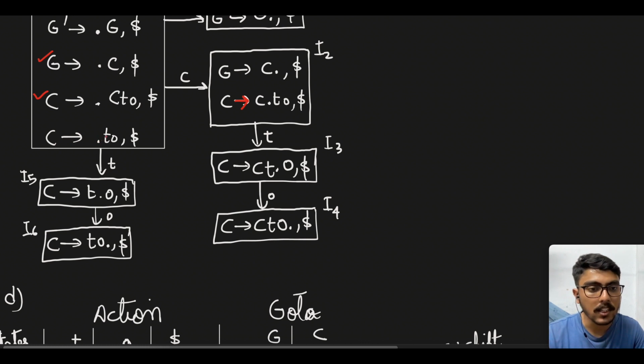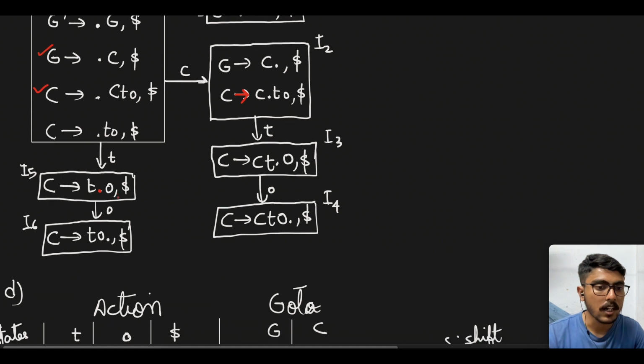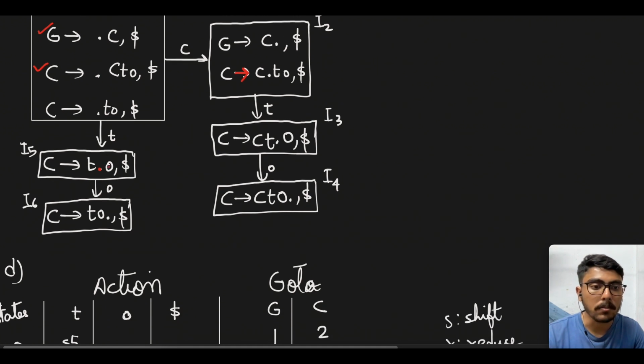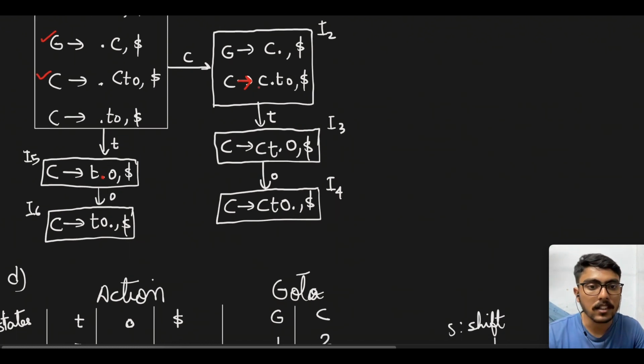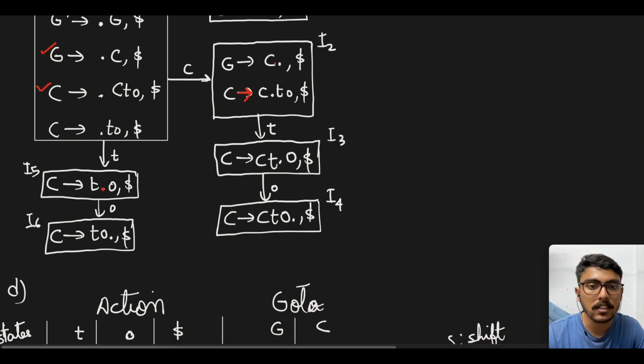Now if we look at small t, that is a terminal, then we will see that C goes to T dot O comma dollar, right? And now if O comes in the compiler input, then T O and dollar. And similarly in this case we can see that this particular grammar will go no further, it has already reached its final state. If we place a T in the input string, then this can go ahead.